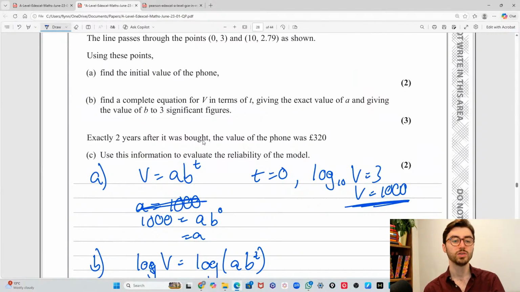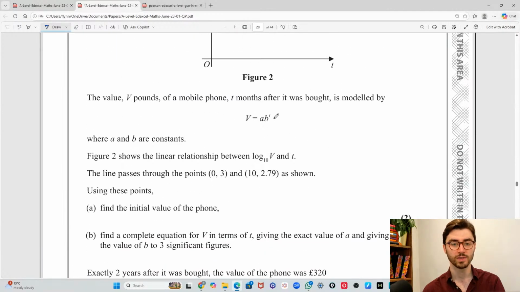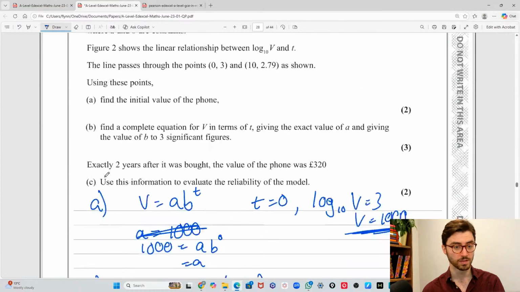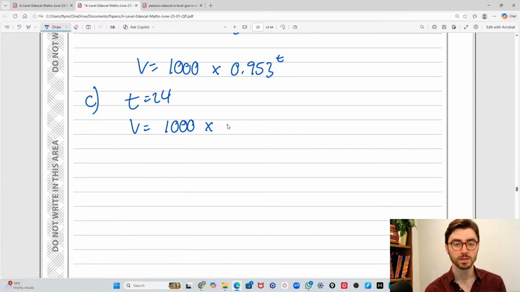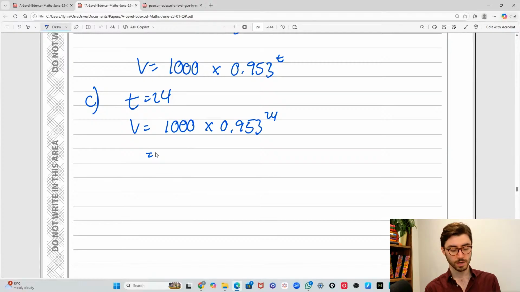So exactly 2 years after it was bought, the value was needed. How is t defined? t is defined as months. So 2 years later, t is equal to 24. Because that's one thing with these modeling questions: always look at the units. So when t is 24, v is 1000 times 0.953 to the 24.